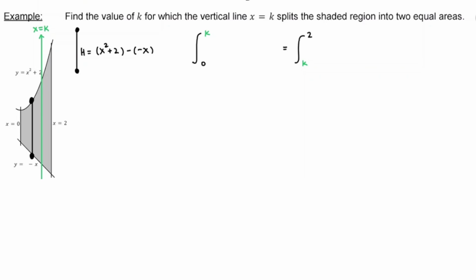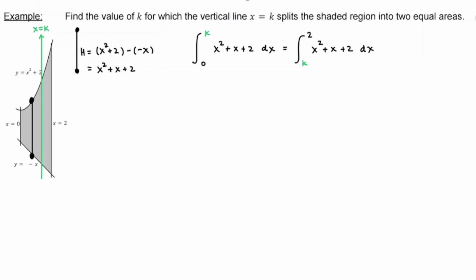And so if I actually subtract those, x squared plus 2 minus negative x, I could write that as x squared plus x plus 2. So I'm going to integrate top minus bottom dx on the left, and it's the same rectangle on the right, so it'll just be the same integrand.